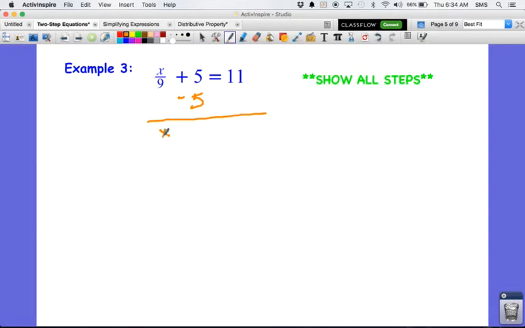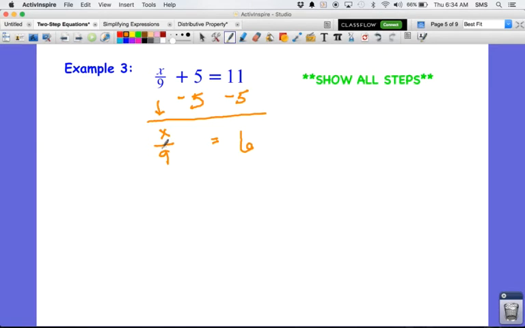So I still have my x over 9 here. That hasn't gone away. We haven't done anything with that yet. I still have my equal sign, and then I need to do something else over here, which is 11 minus 5. Whatever I do to one side of the equal sign, I have to do to the other side when solving equations. So x over 9 is equal to 6.